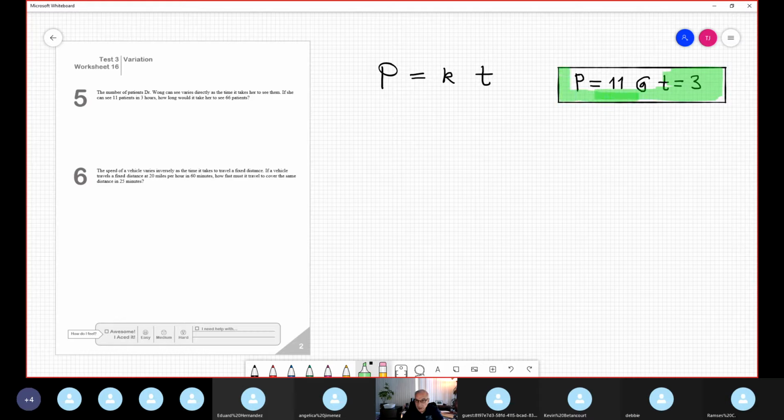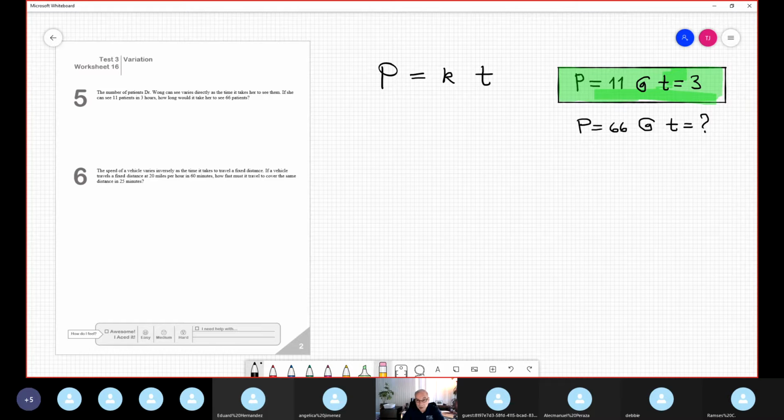Okay, then they ask me about another condition, for example P equals 66 patients. Then I need to find this time T. Okay, so we have two steps.